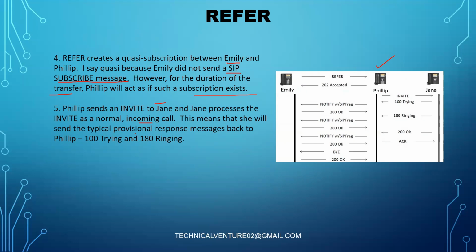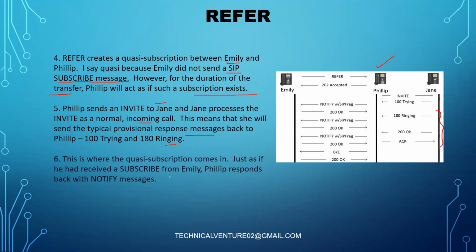And this means she will send the typical provisional response messages: 100 Trying, 180 Ringing, and the 200 OK. That is what Jane is doing: 100 Trying, 180 Ringing, 200 OK, and acknowledgement. This is where this quasi-subscription comes in. Just as if he had received a SUBSCRIBE from Emily, Philip responds back with the NOTIFY messages, right? That is what it says. Philip is saying, okay, it's like a subscription is there, just as if I had received a SUBSCRIBE from Emily, and that's why Philip is responding back with all the NOTIFY messages here. And that's what we discussed: SUBSCRIBE will work together with the NOTIFY and within the same dialogue.